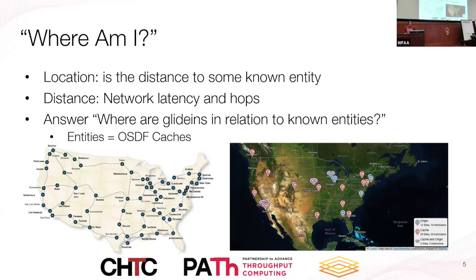And the third thing is I need to really rethink this where in the world am I question. And I've been posing it more as where are glideins in relation to known entities? And that's because I'm trying to contextualize the location of a glidein in relation to an entity such as a cache or another resource.